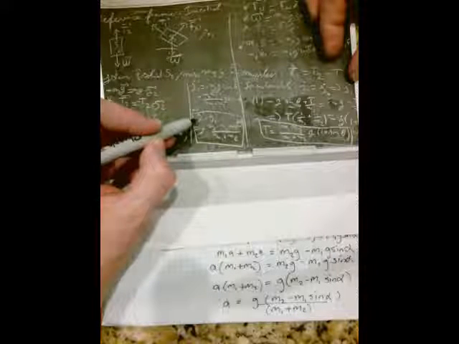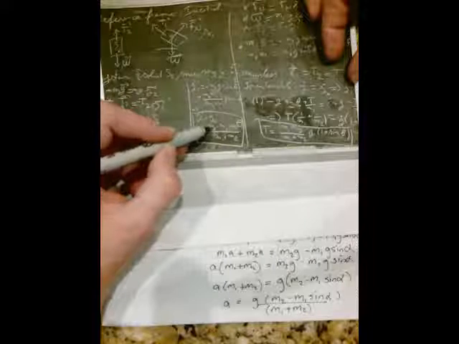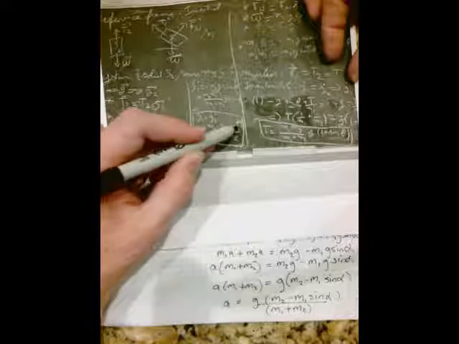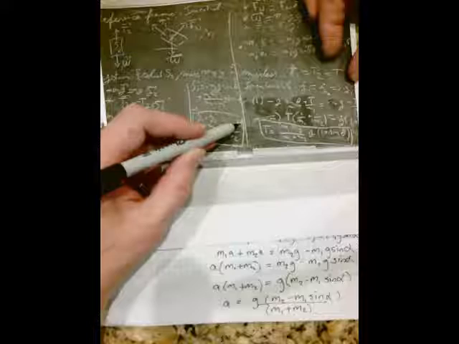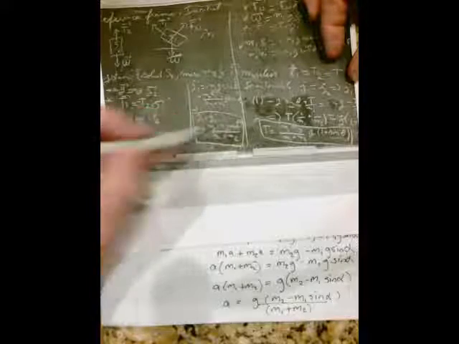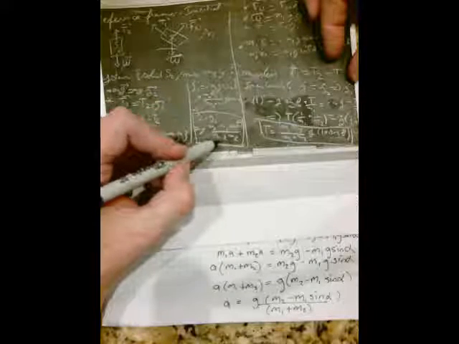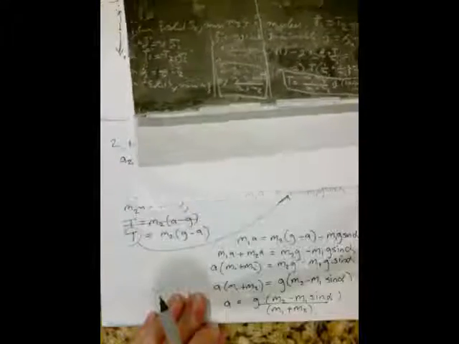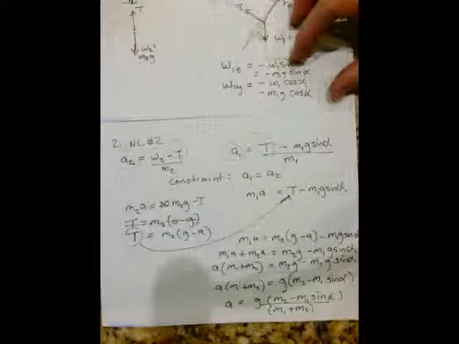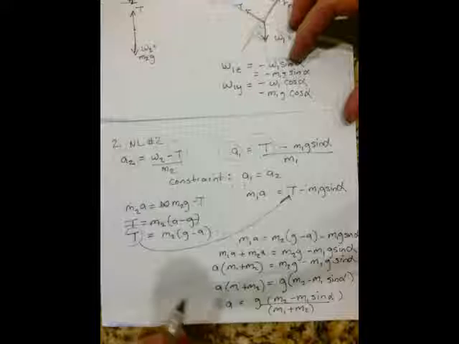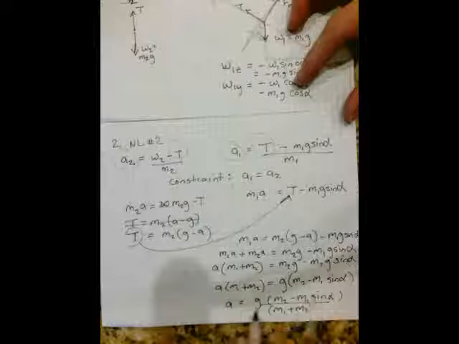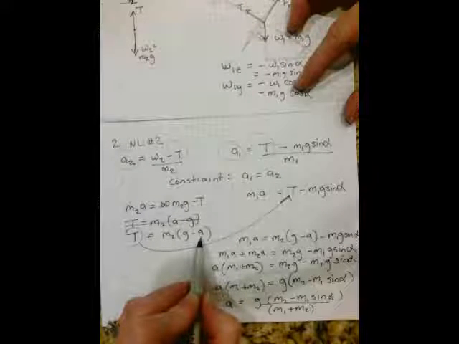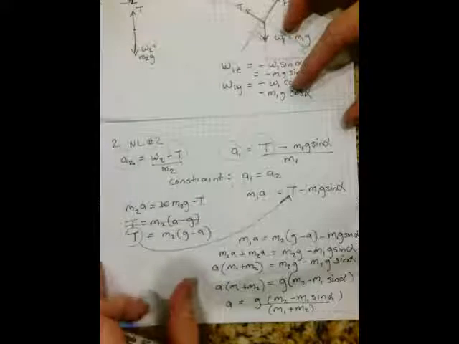The two blocks' accelerations are equal, and they're equal to G times quantity M2 minus M1 sine, we changed notation here, alpha, or theta, but that's the angle of inclination, divided by M1 plus M2. So we're good on the acceleration. And then once we know the acceleration, it's simply a matter of now solving for the tension, right? So we could take this quantity and plug it in here for acceleration, but that sure seems like unnecessary algebra.